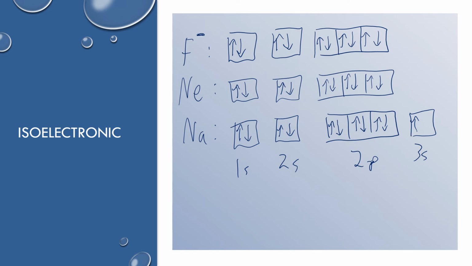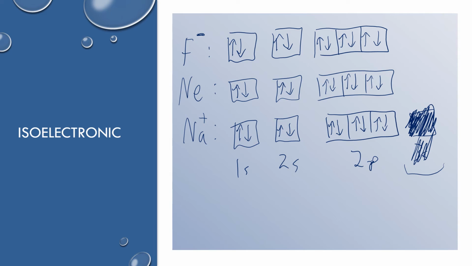Sodium, on the other hand, has 11 electrons normally. When it forms an ion, it wants to lose its outermost valence electron. So when it loses that electron and becomes positive, you're going to see this outermost electron go away. So you won't have this 3s orbital anymore. And that leaves it isoelectronic with neon.